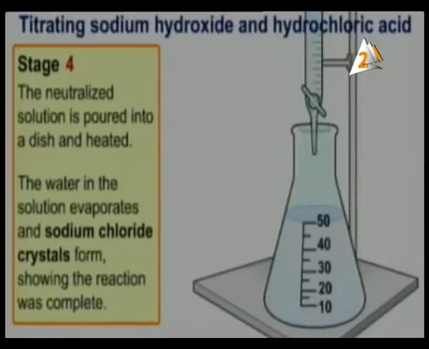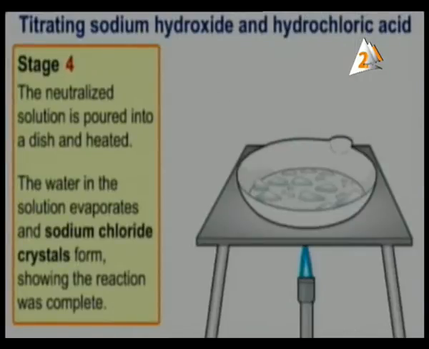Why? Because this is the end of the reaction that happened between hydrochloric acid and what? The hydroxide. Good, my dear students. This reaction is completed and we have complete neutralization, and the crystals of sodium chloride appear.